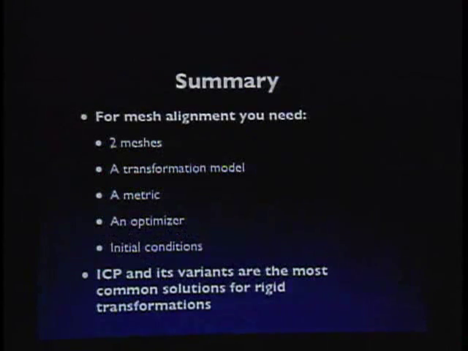So there's ways to speed it up. You can read that yourself. For mesh alignment, just to summarize, you need two meshes, a transformation model, a metric, an optimizer, and initial conditions. And we talked about the prototype algorithm for doing that. It's called ICP. Any last-minute questions?